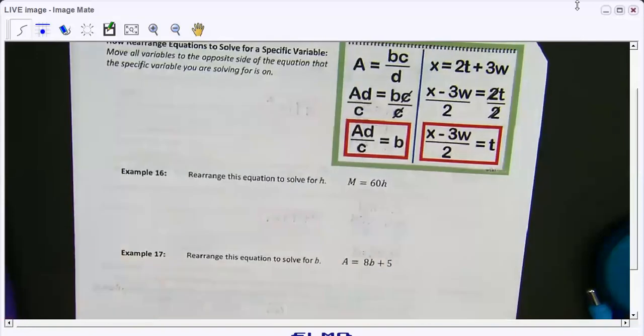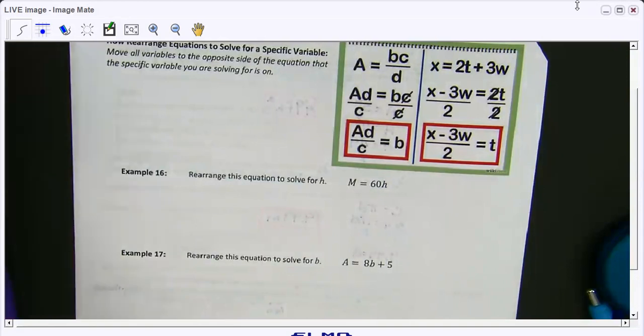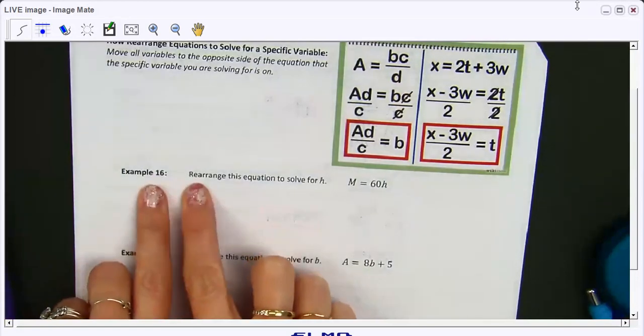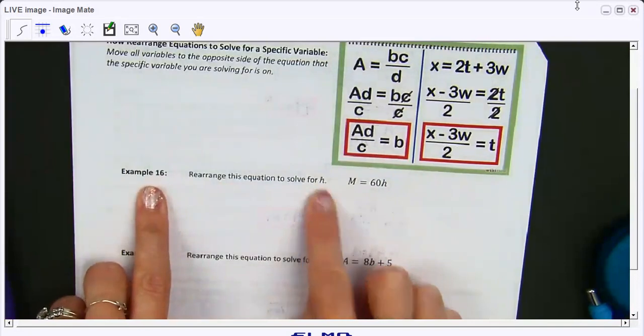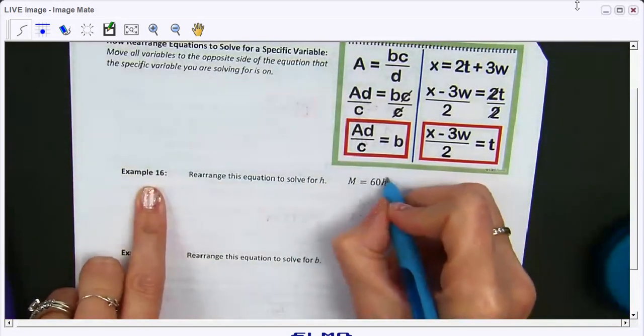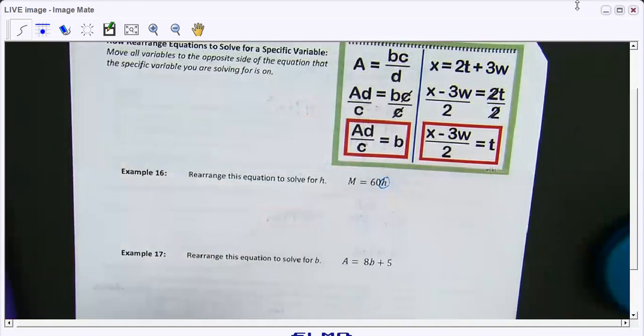But here we go. We are now going to deal with equations by rearranging variables for a specific one. So you do not need your calculators anymore, so go ahead and put those away. Now, number 16 says to rearrange this equation to solve for H. So what that means is we need to isolate the H, get it by itself, okay?